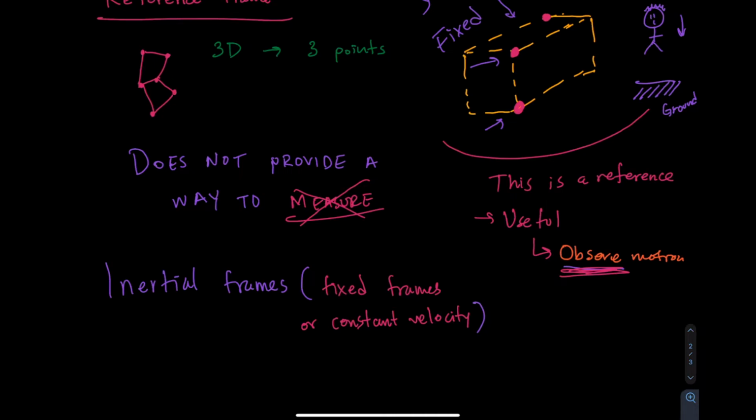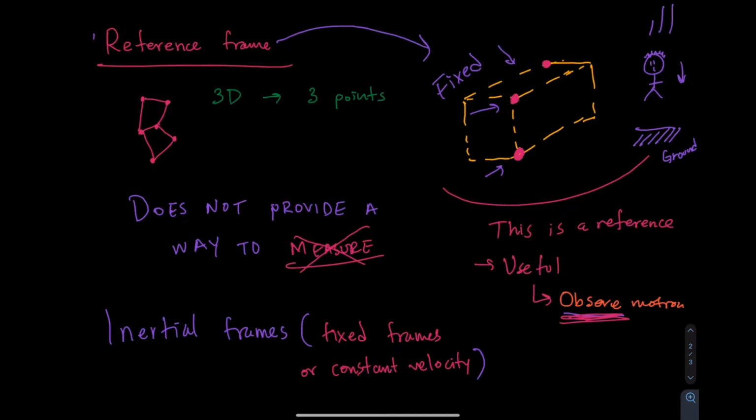So that's why it is important to have this concept of reference frames, because we want to observe motion and study the motion of systems. You can call it mechanical engineering, aerospace engineering, or materials engineering. In many disciplines you would need to define reference frames.